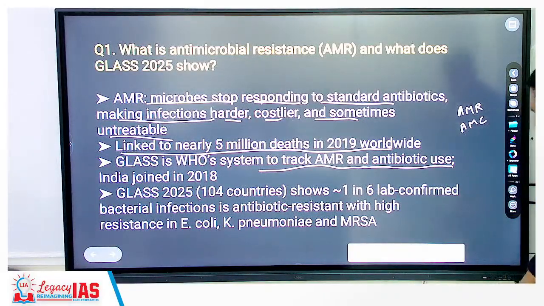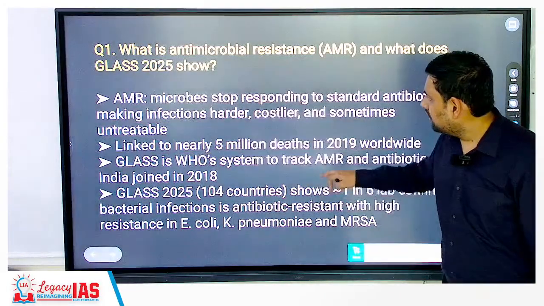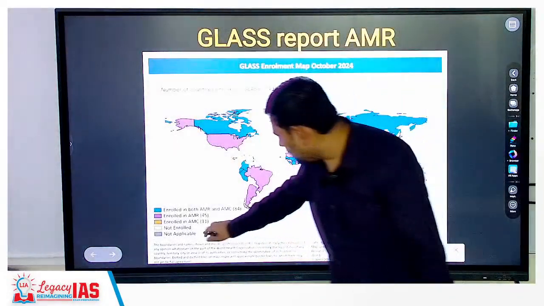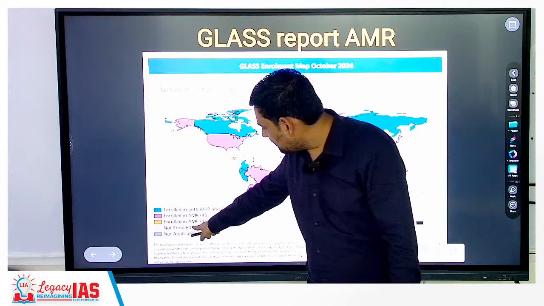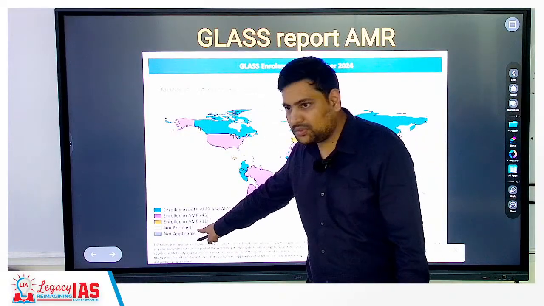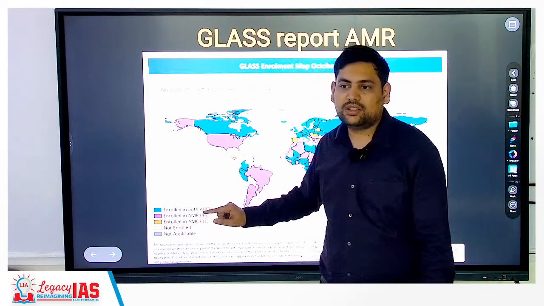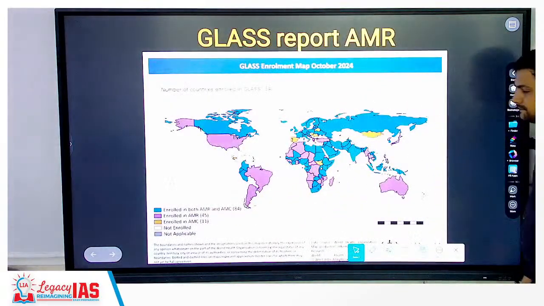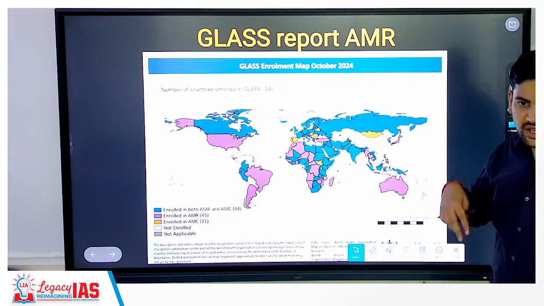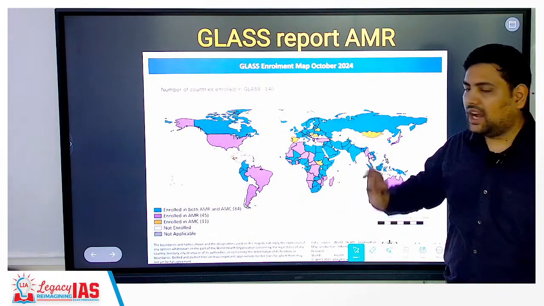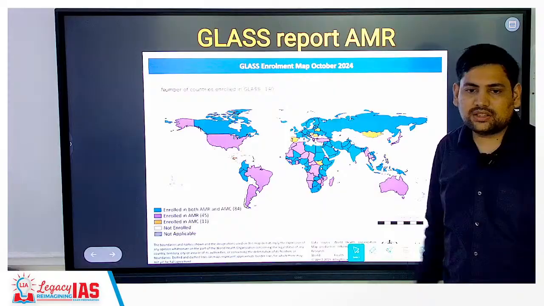I think it should be there. Wait. Yeah, see, enrolled in AMR, enrolled in AMC. This is what? This is antimicrobial consumption. This is antimicrobial resistance. So these are the two data that they measure: how much consumption people of every country are doing, and what is the level of resistance that there is.